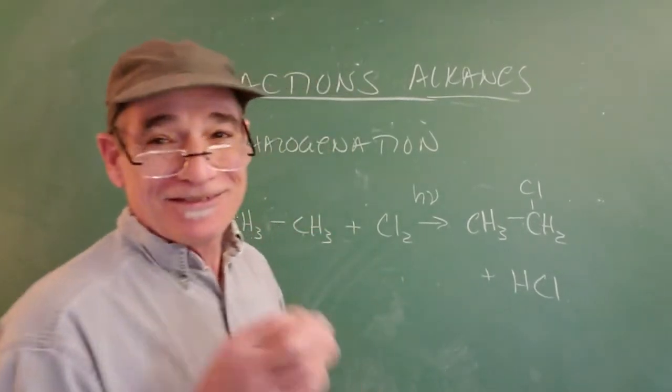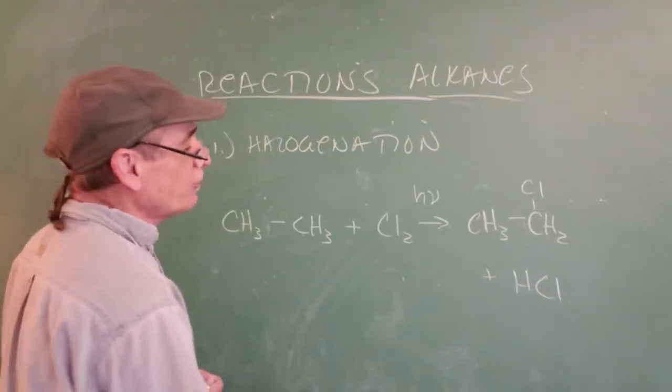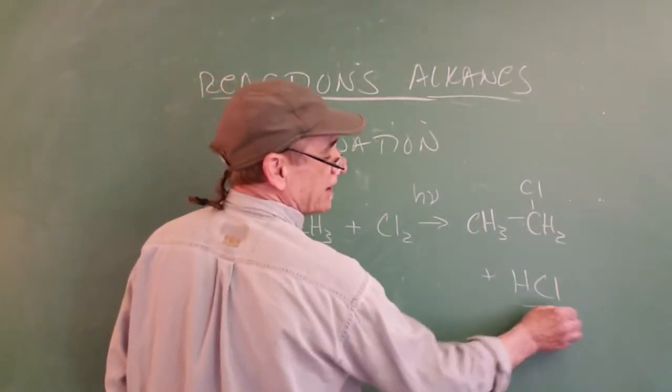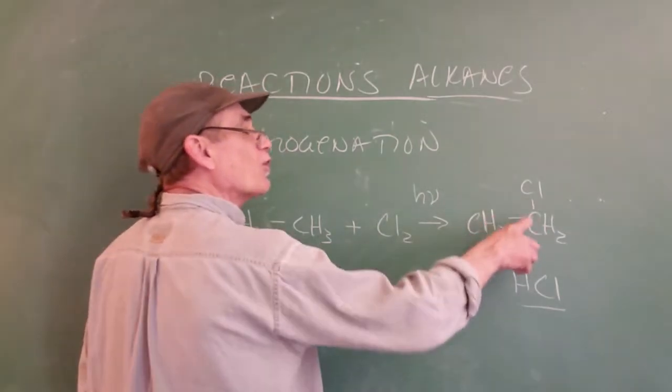All right, well, I'm going to use ethane gas in this reaction and chlorine. Well, it turns out one of the chlorine atoms will snatch one of the hydrogens off of there to make an HCl, and the chlorine will take its place. They call this chloroethane.